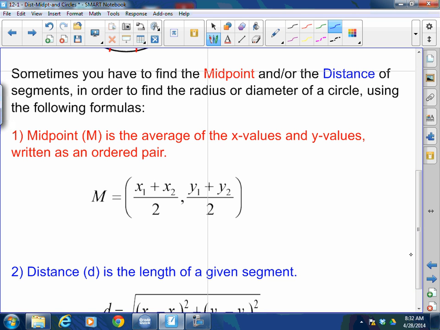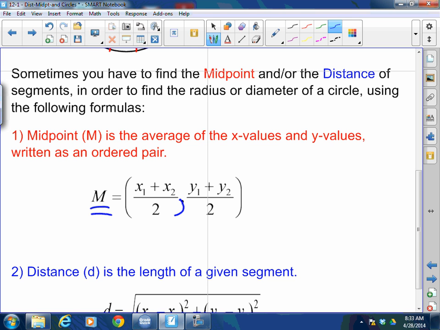Now, sometimes you have to find a midpoint and or a distance of the segments in order to find the radius or diameter of a circle using the following formulas. Luckily, we've already seen these formulas. It's the midpoint formula. If you remember the midpoint formula, it's the average of the x values, comma, the average of the y values. So it's x1 plus x2 divided by 2, comma, because the midpoint is a point, it's an ordered pair, y1 plus y2 divided by 2. That will give me the midpoint of a segment.